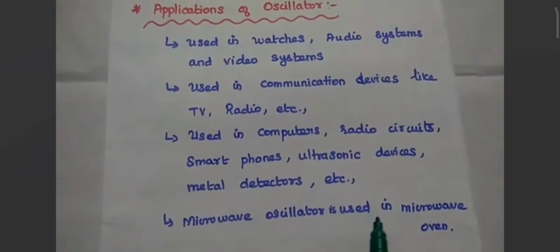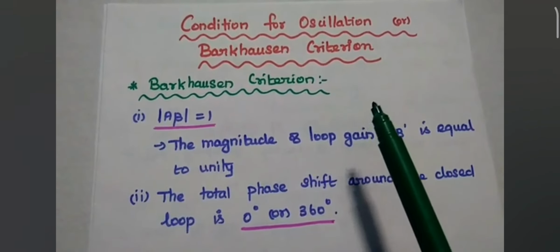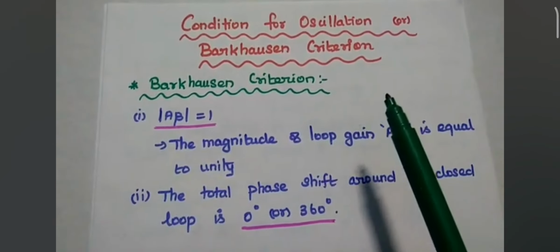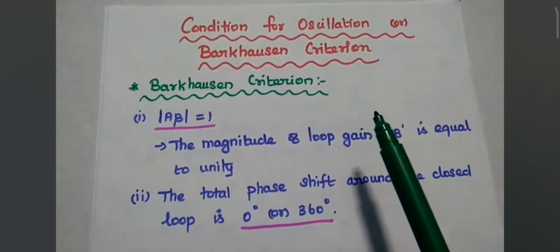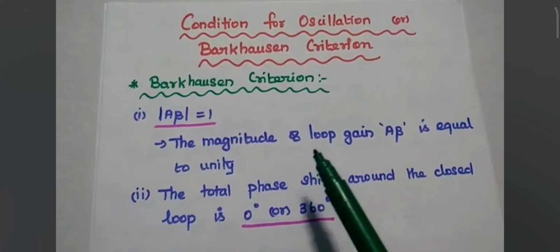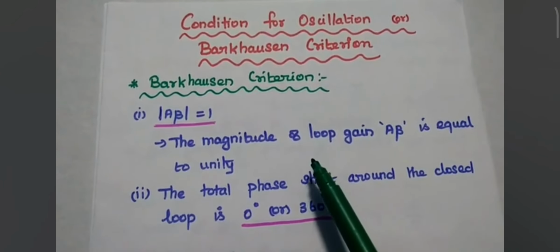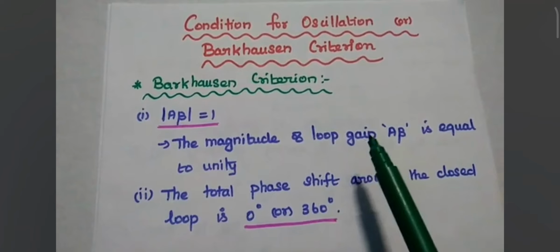Microwave oscillator. Condition for oscillation, that is also known as Barkhausen criterion. There are two important conditions to be used in oscillator circuits. Whichever electronic circuits satisfy these two conditions, those can be used as oscillators. Okay.